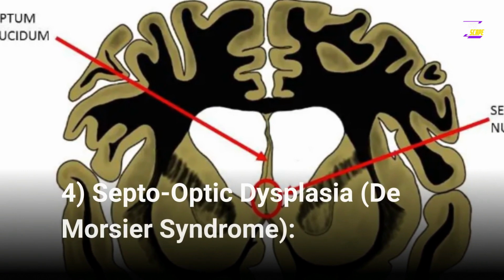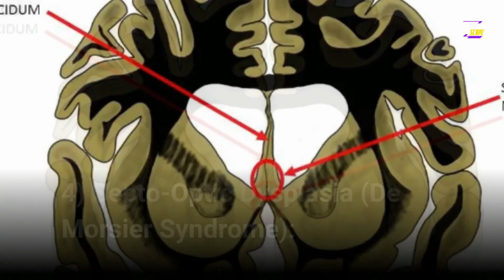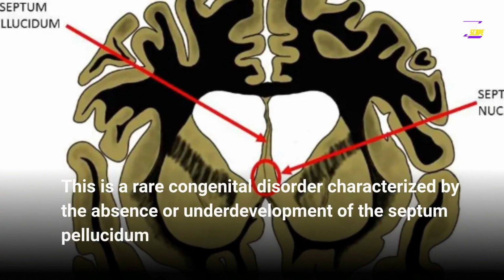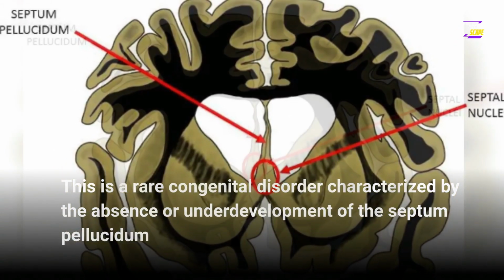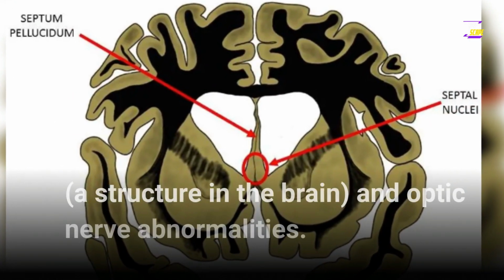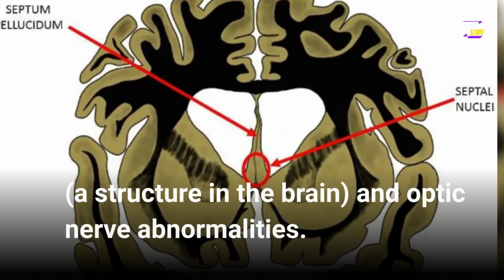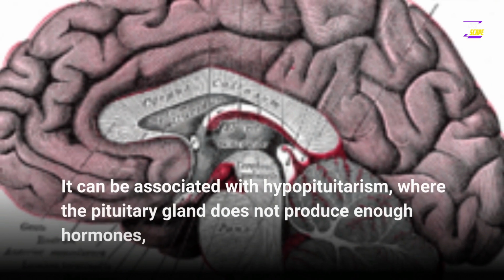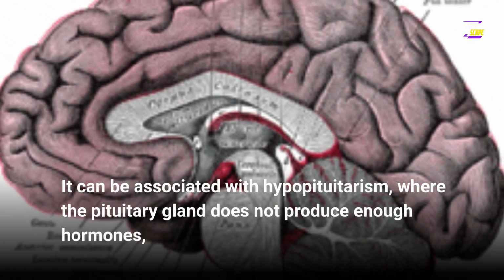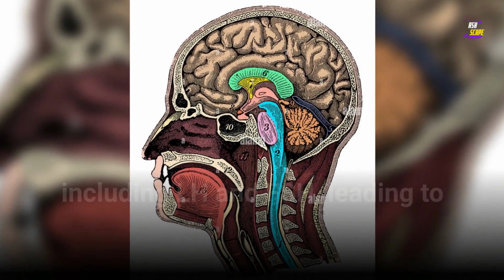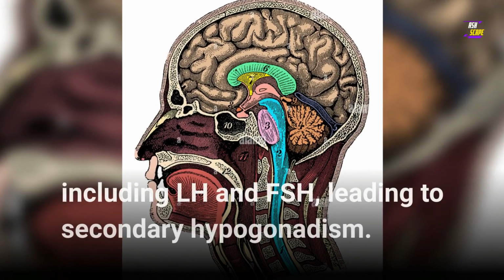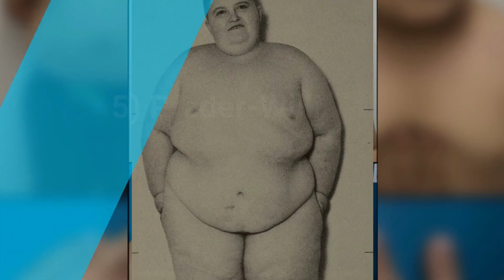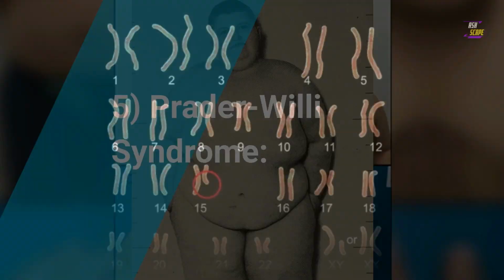4. Septo-optic dysplasia, de Morsier syndrome. This is a rare congenital disorder characterized by the absence or underdevelopment of the septum pellucidum, a structure in the brain, and optic nerve abnormalities. It can be associated with hypopituitarism, where the pituitary gland does not produce enough hormones, including LH and FSH, leading to secondary hypogonadism.